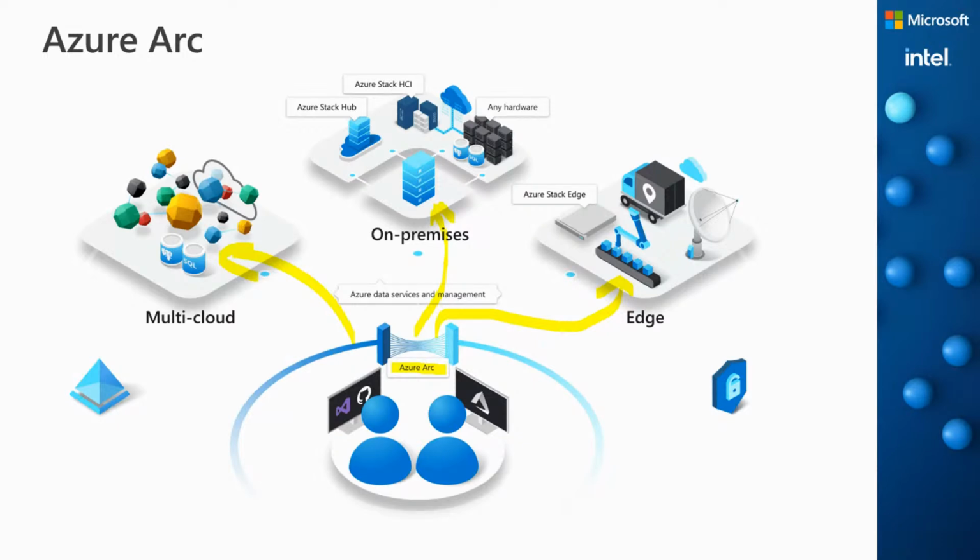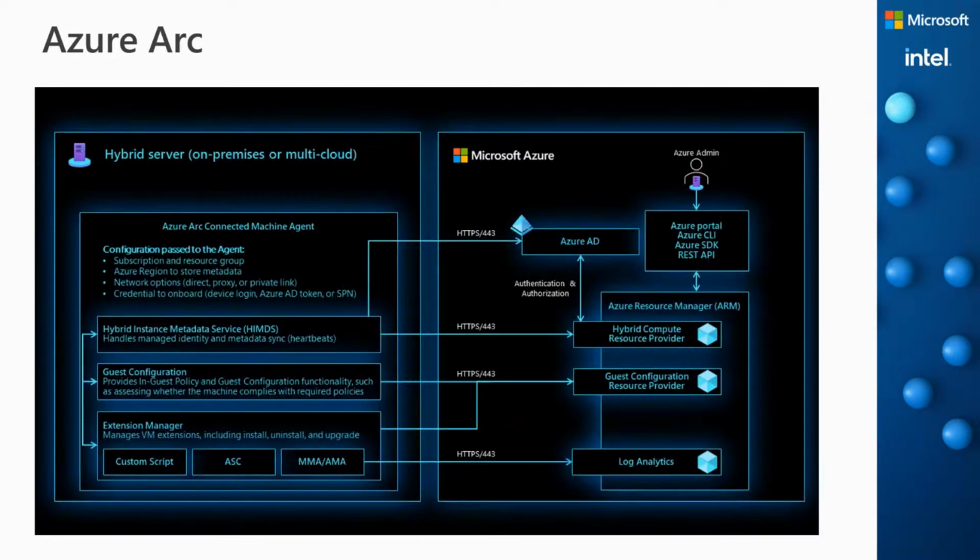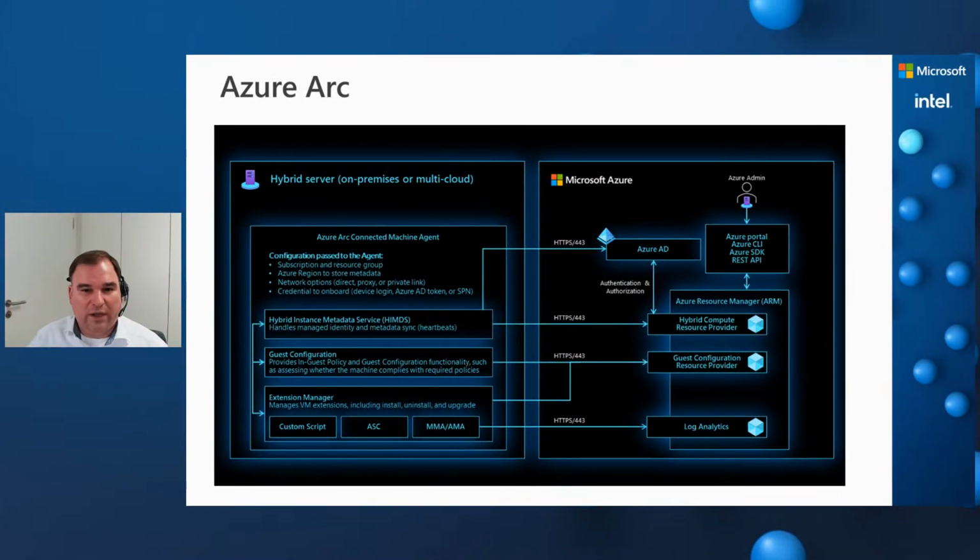Then we also talked about the architecture of Azure Arc, how it works. We talked about that Azure Arc only uses outbound connectivity, so you don't need any dedicated connectivity or things like this. It's a small agent, it's easy to handle, so really great technology.